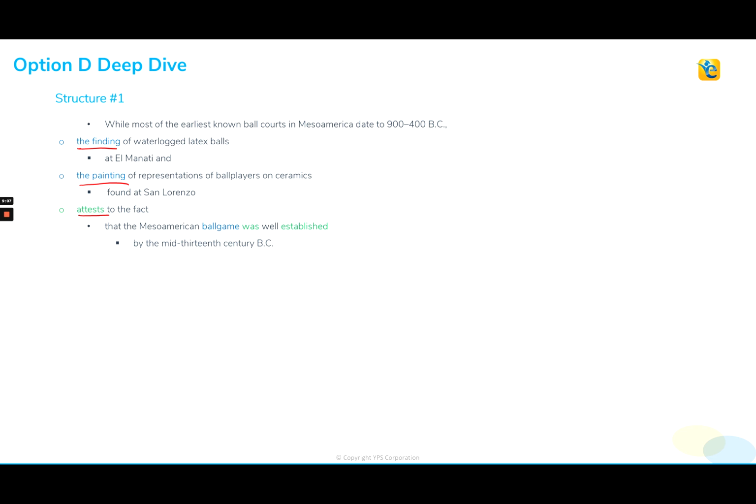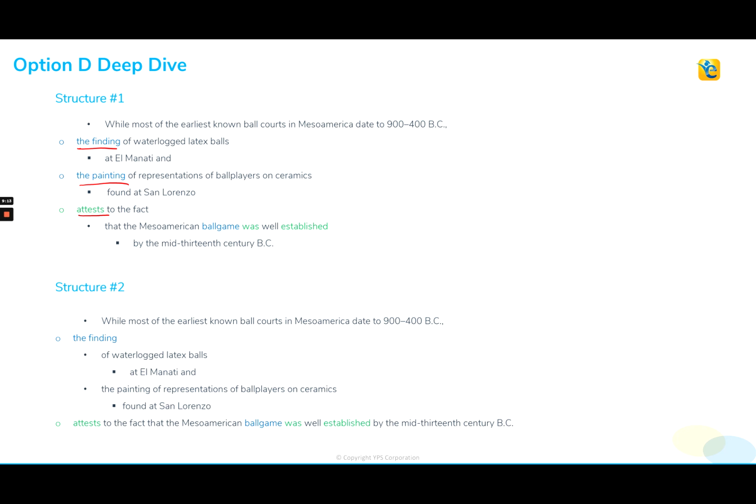Now, if you weren't even looking at the structure this way, and you broke the structure of choice D down this way, and you didn't see a subject-verb error, and you thought you had the singular, the finding, and the singular verb attests, I challenge you to look at this structure here because I'm not sure what we're doing with the painting here. Because it would be the finding and the painting. Now, if you were thinking somehow of waterlogged latex balls and the painting of representations somehow made a parallel list, I'm not quite sure how that works.